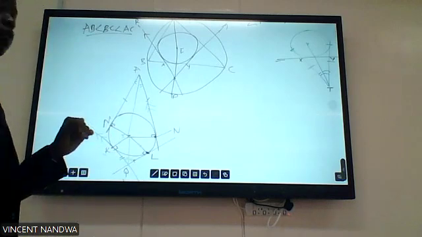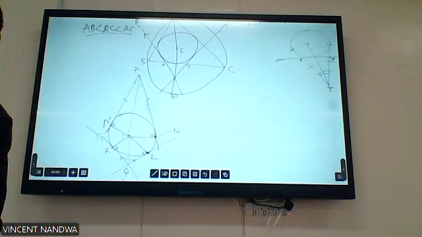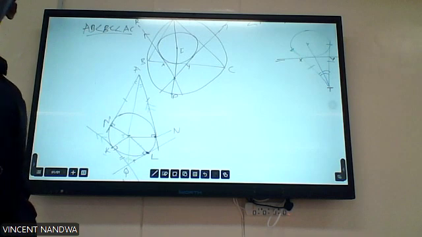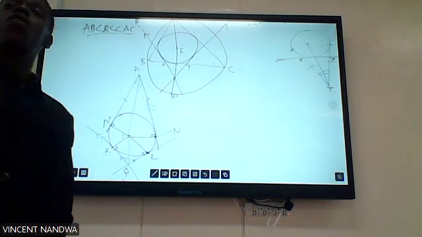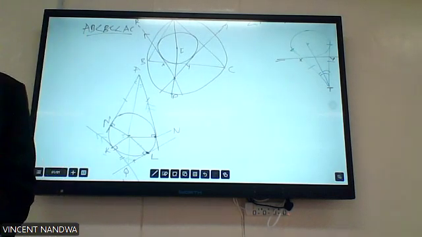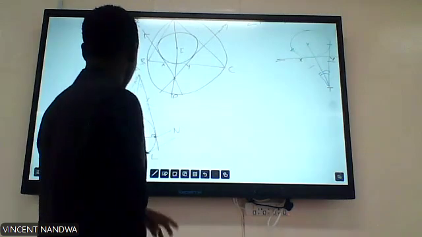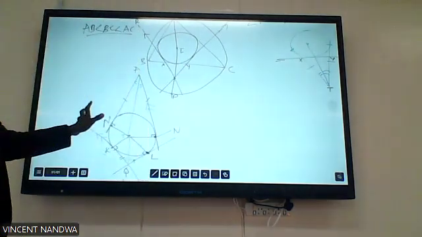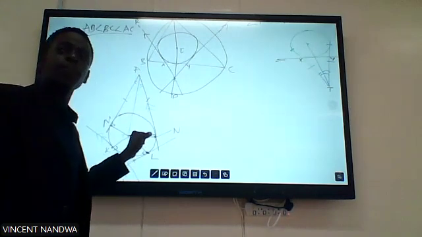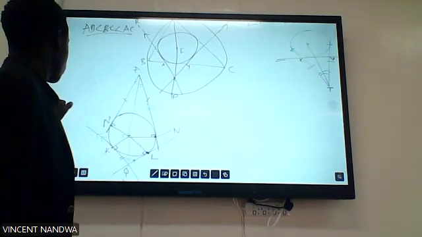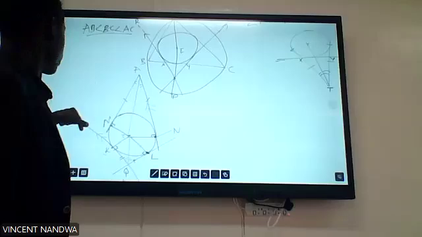Someone wants to help me identify them. Which other lines are parallel to each other? Maybe it's Ronald. Ronald? Which lines were parallel? Which other set of lines are parallel? KQN.